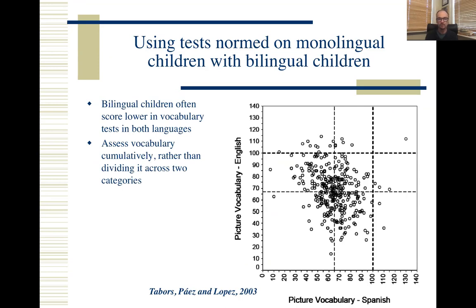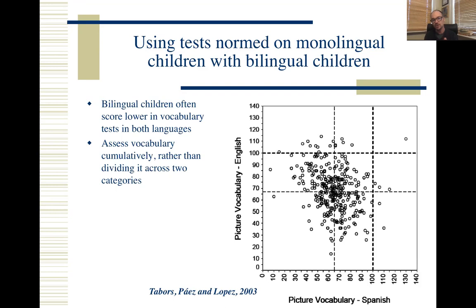So if you look at the far top right, there's that one outlying dot. That's a kid who performed at 130 in Spanish and 110 in English. That's super high in both languages. That student is an outlier. Generally what you see is the higher the performance in Spanish, the lower the performance in English. It's an inverse correlation. But more importantly, the bold dotted lines that go up from 100 and across from 100 represent the norming sample mean. So in these two tests, the norming sample average is 100 in Spanish and in English.